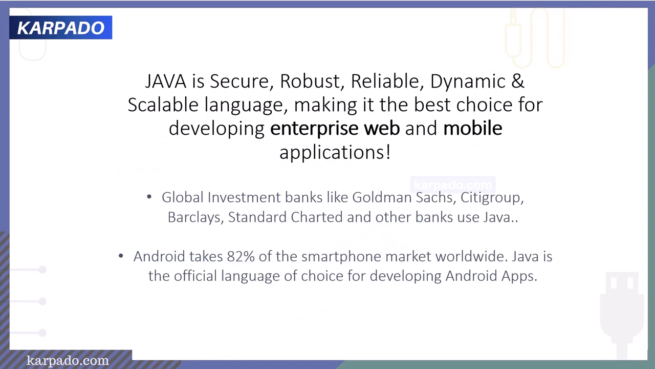Java is a secure, robust, reliable, dynamic, and scalable language, which makes it the best choice for developing enterprise web and mobile applications. Some of the popular global investment banks like Goldman Sachs, Citigroup, Barclays, Standard Chartered, and other banks use Java. Android takes about 82% of the smartphone market worldwide, and Java is the official language of choice for developing Android apps.